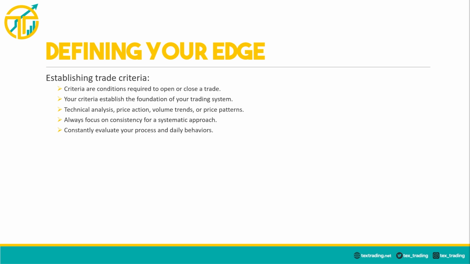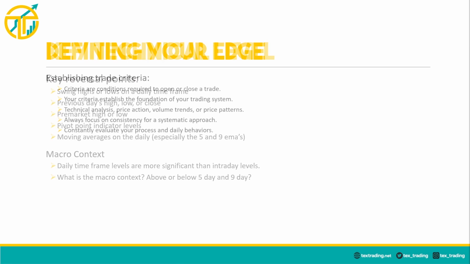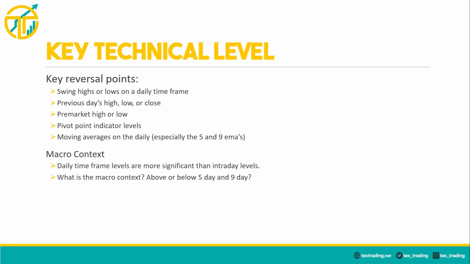If your methods are consistent, then you can better analyze your trading and experiment with changing one thing at a time until you're profitable. Now, throughout your process, always ask yourself, what is my edge? Is it spotting setups, timing entries, maybe managing trades, or reading price action? You should constantly evaluate your process and your daily behaviors as your trading evolves. So I use 5 criteria for scalping options.